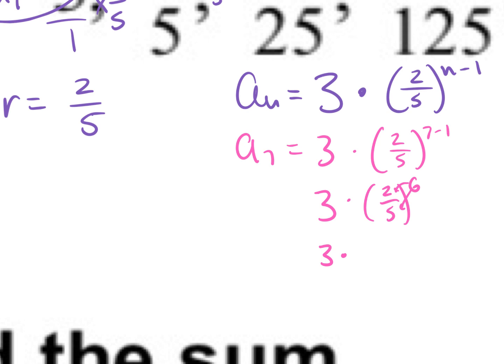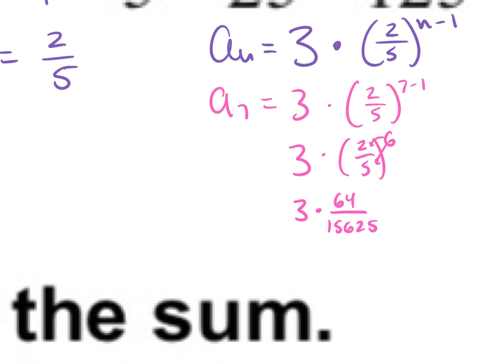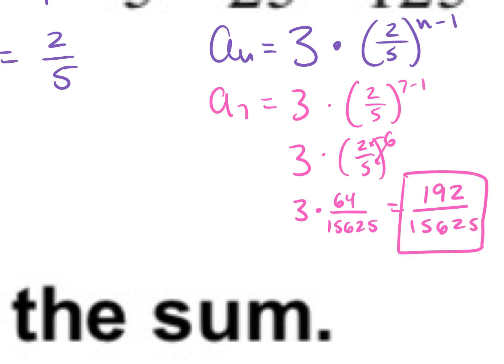So 2 to the power of 6 would be 64. And 5 to the power of 6 is 15,625. And then we multiply it times 3. Would be 192 over 15,625. Again, if you put it all in your calculator at once and you got a decimal, you could always just check the answer choices. Turn your answer choices into decimals to see which decimal matches yours.